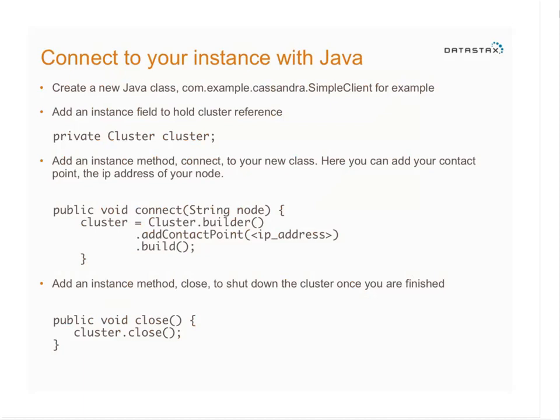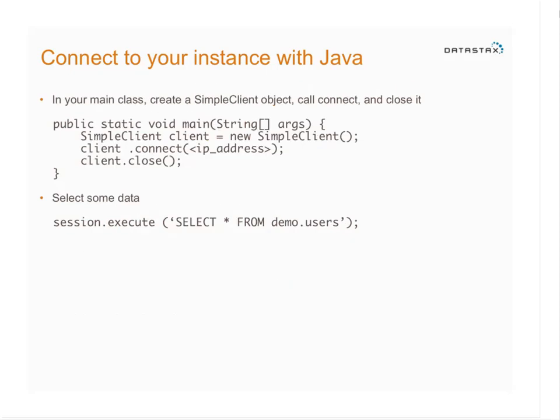Connecting to your cluster using Java is really easy. First, create a cluster object, and then use the builder method to connect to the cluster. That's it. It's really that easy. So here's a simple program that will connect to your database. It's just a few lines of code, and you're ready to insert and select data from Cassandra.